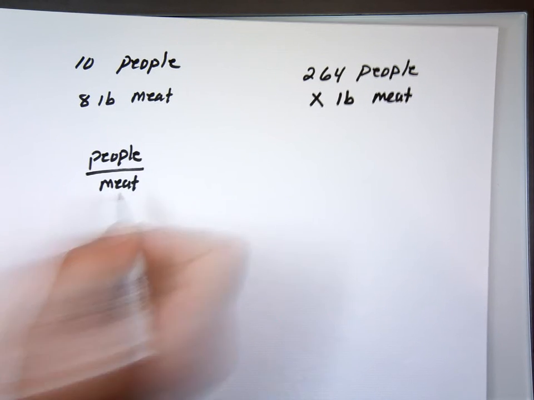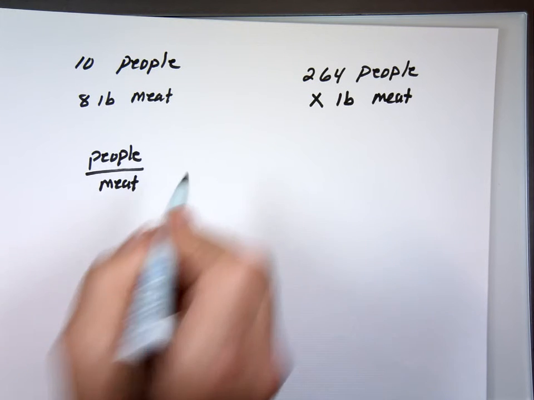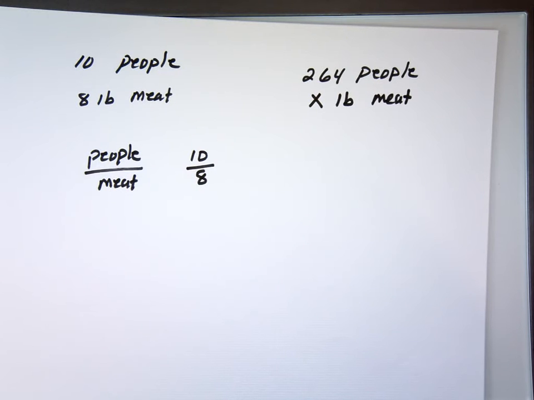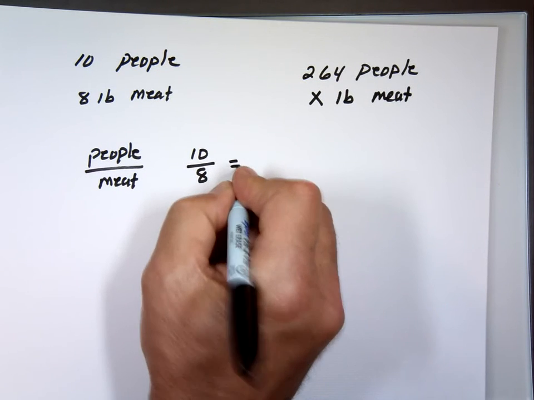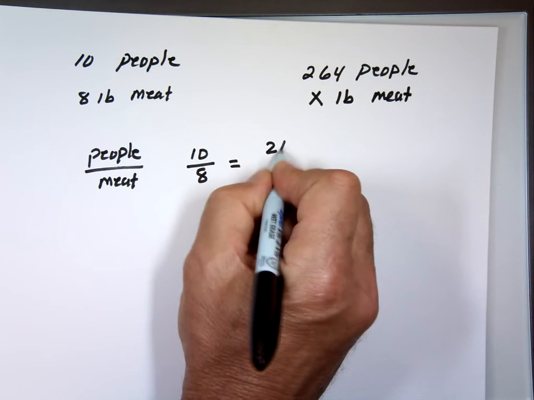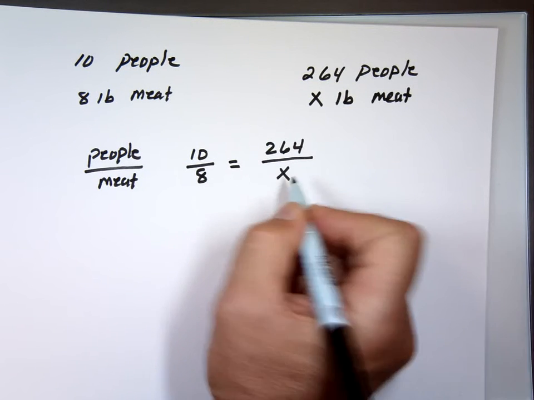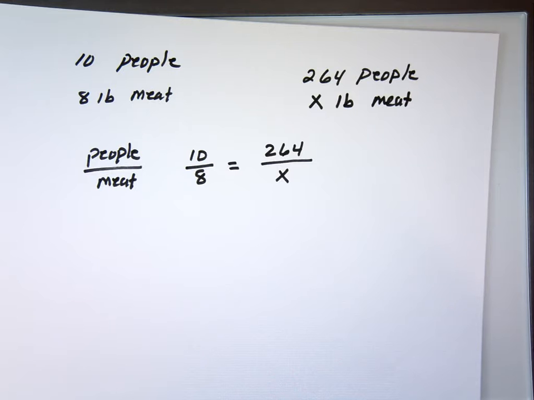For the first group, I had how many people? 10. How many pounds? 8. For the second group, I have how many people? 264. And how many pounds of meat am I going to need? Unknown. Cross multiply again.